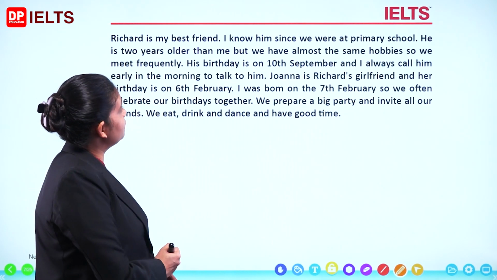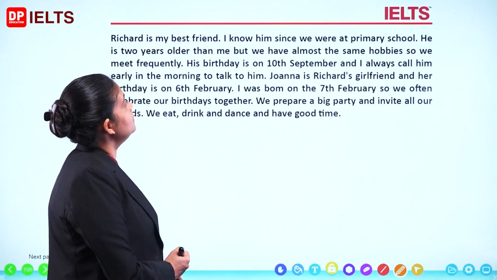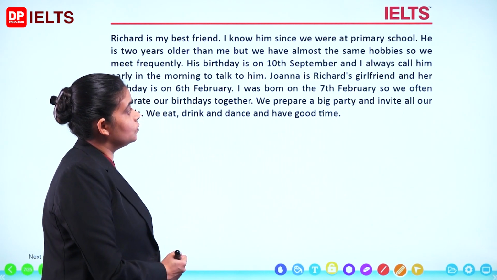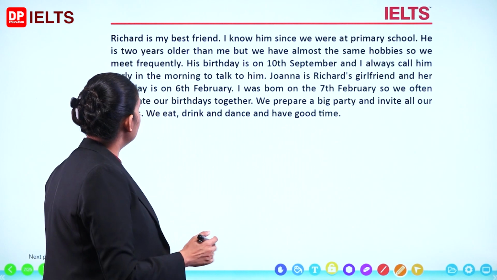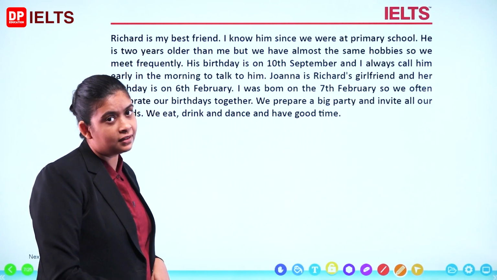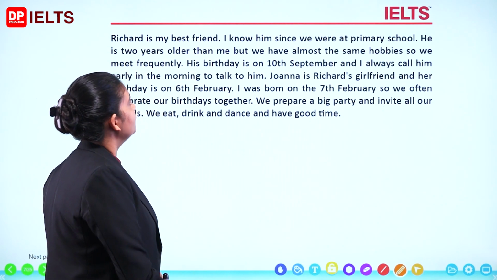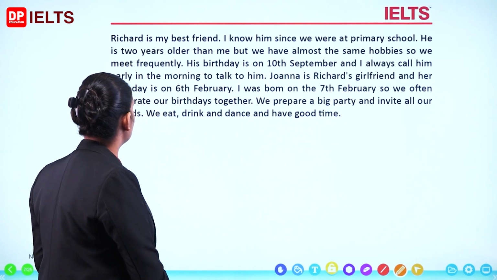Richard is my best friend. I know him since we were at primary school. He is 2 years older than me. But we have almost the same hobbies, so we meet frequently.